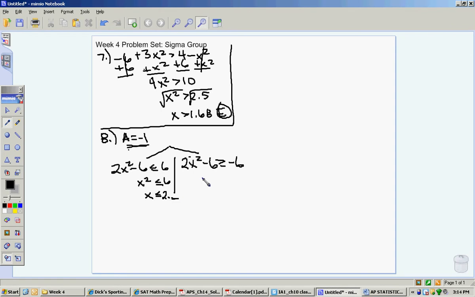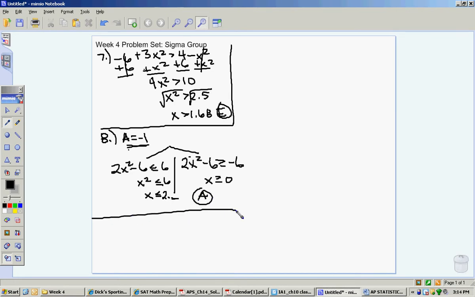On the other side, we add 6, we get 0. Divided by 2 is still 0. Square root of 0 is still 0. So we end up with x is greater than or equal to 0. So we're looking at values that are going to be less than or equal to 2 point something and greater than or equal to 0. The only one that does not work there is answer choice A, like we said before. So 8 is A.